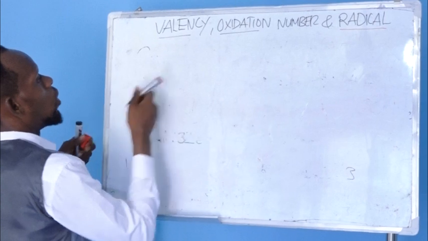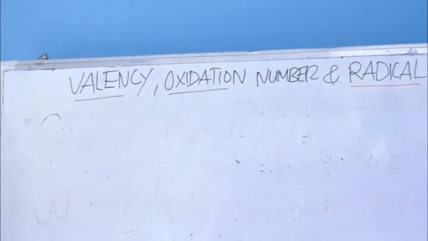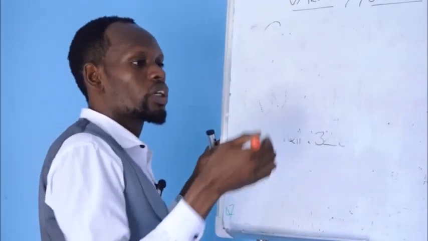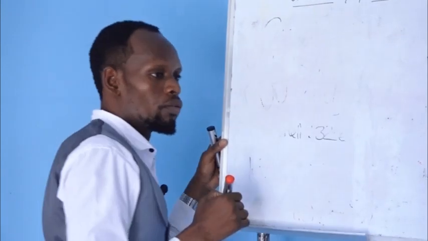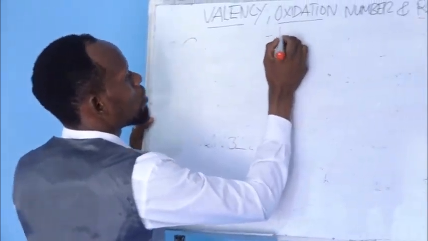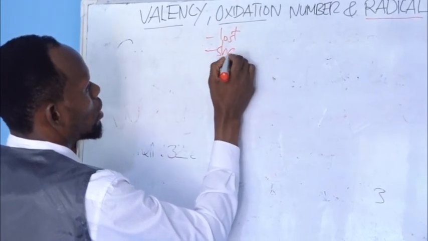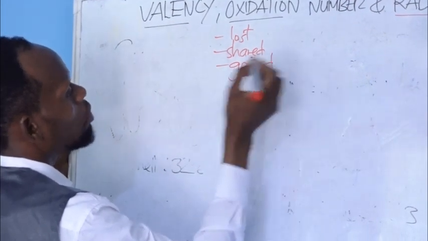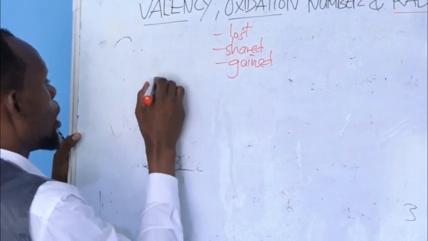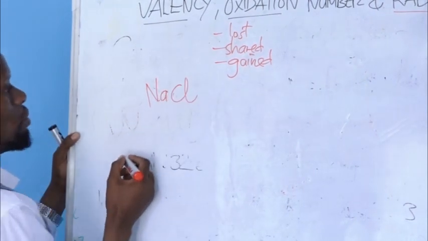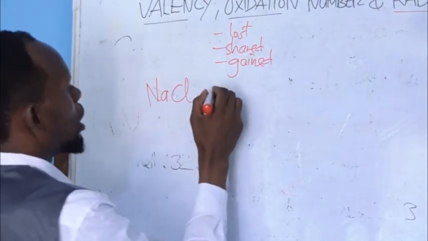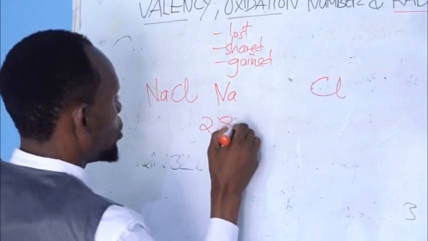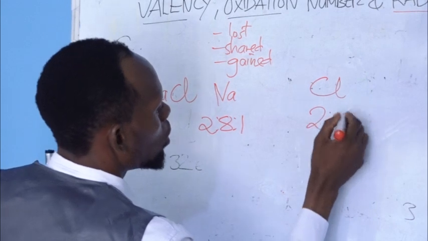Oxidation number refers to the number of electrons that are lost, gained, or shared in the formation of a chemical bond. So they have already lost, already shared, or already gained to form a chemical bond. For example, in this compound of sodium chloride, before it was formed, here is sodium and this is chlorine. Sodium was 2,8,1 while chlorine was 2,8,7.